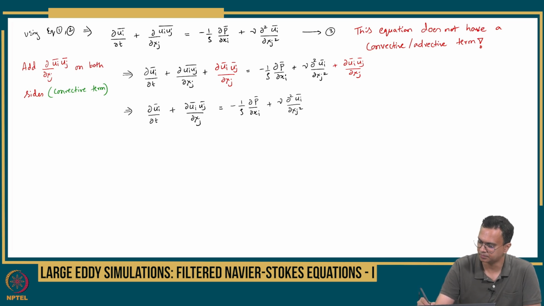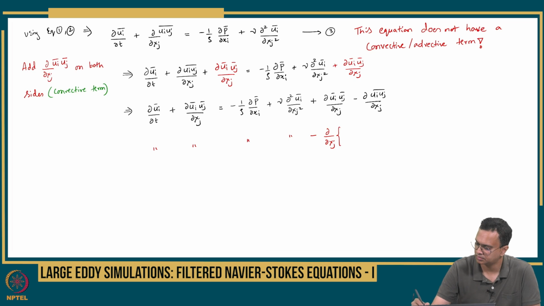So that means I can write this as plus dou ui bar uj bar by dou xj minus dou ui uj over bar by dou xj, or I can write this as, these terms remain the same, minus dou by dou xj of ui uj over bar minus ui bar uj bar. Now this particular term inside the bracket is called tau ij SGS.